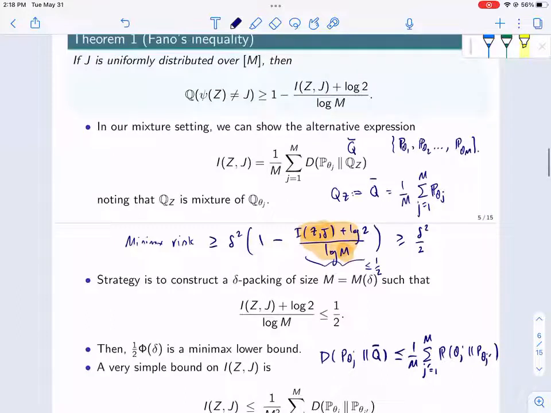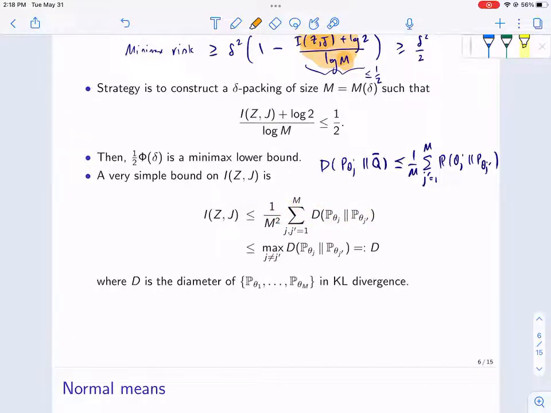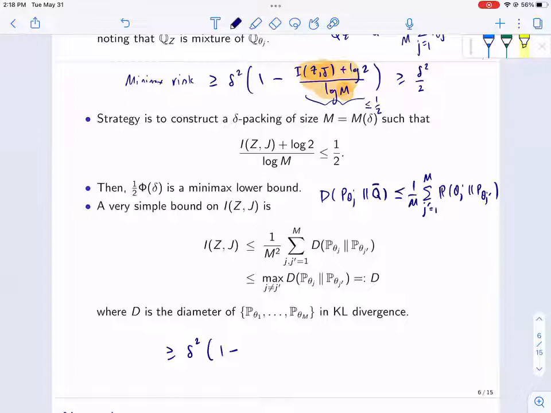And so if you plug back into this equation, you get this further upper bound, which is further upper bounded by the maximum of these quantities over all possible distinct choices of j and j prime. So you can think of this as the diameter of this set in the KL divergence. Okay, so if we call this, let's say d, I could further bound this. The Minimax lower bound would be delta squared times something. This is going to get smaller if I replace it with a bigger number, so I get another lower bound: d plus log 2 divided by log m.